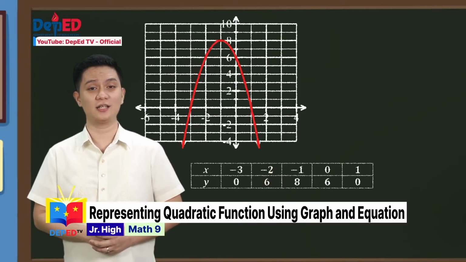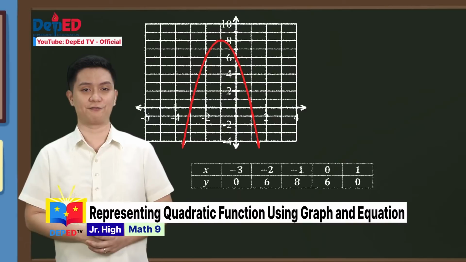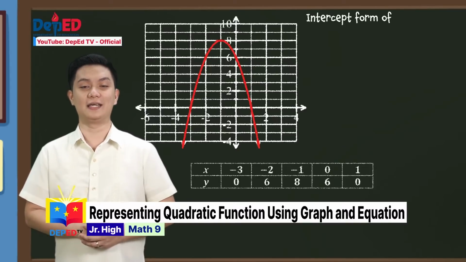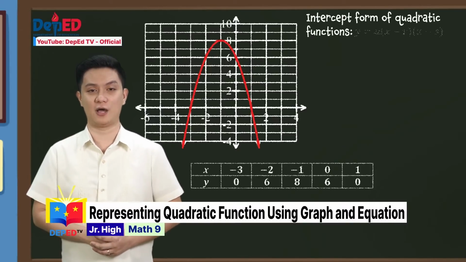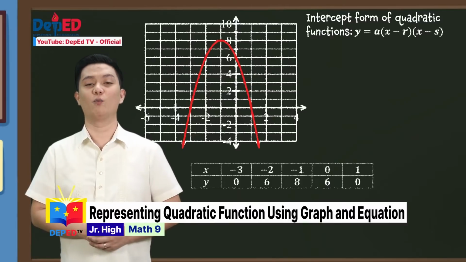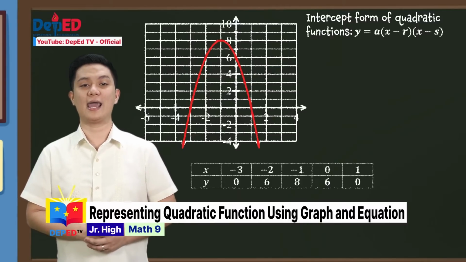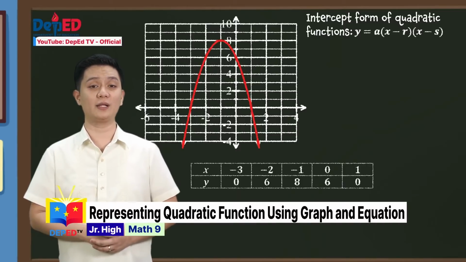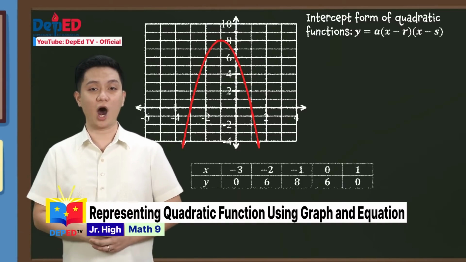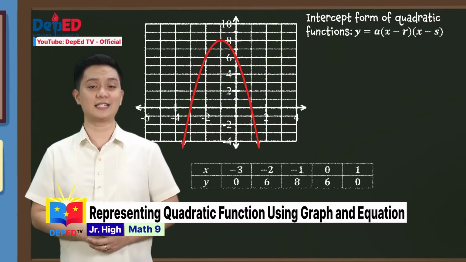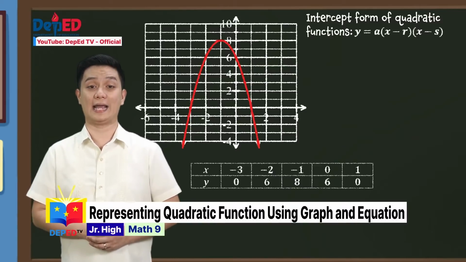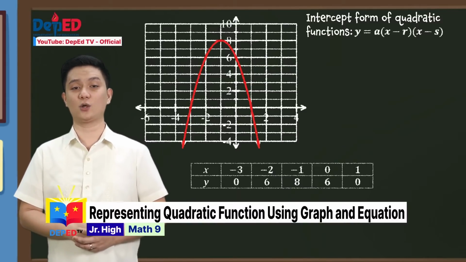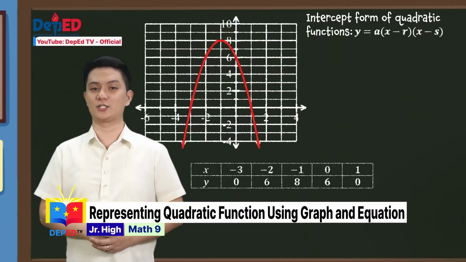What equation describes this graph? Let's use the intercept form of quadratic functions given by y equals a times the binomial x minus r times the binomial x minus s, where r and s are the x-intercepts of the function and a is the leading coefficient or the coefficient of the quadratic term.